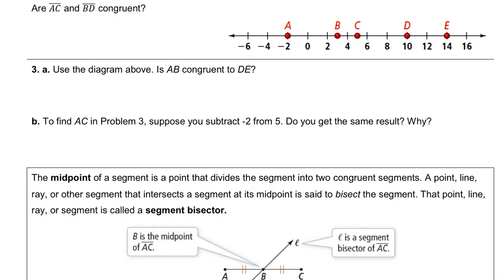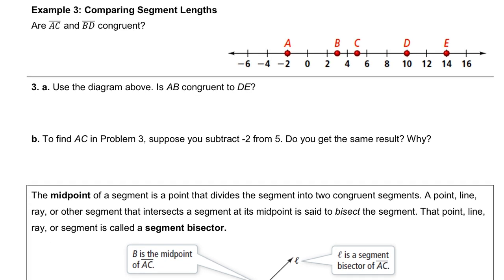So moving on to example 3, comparing two segment lengths. I've used this phrase before, but congruent, for segments, means segments that are the same length. So if I'm looking at AC, I can determine the length of AC by seeing that A is negative 2, C is 5. Okay? So I take 5 minus negative 2, which is 7.